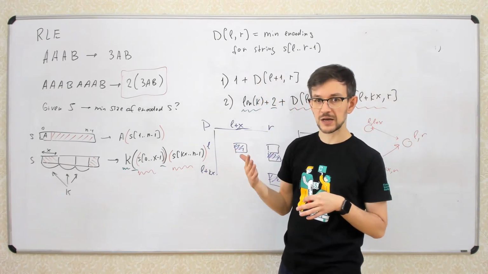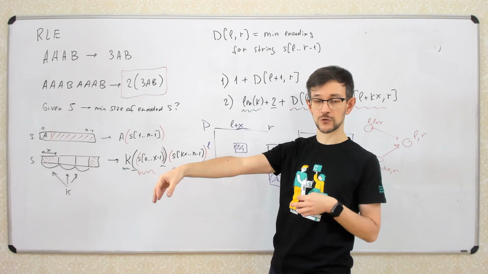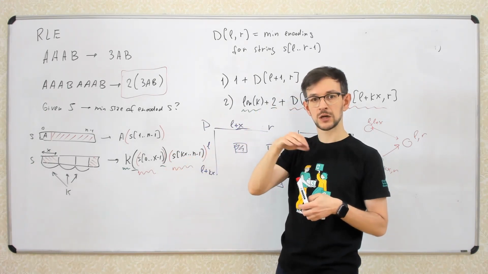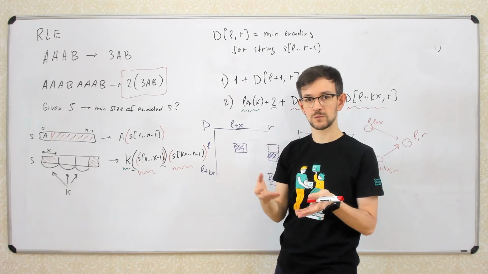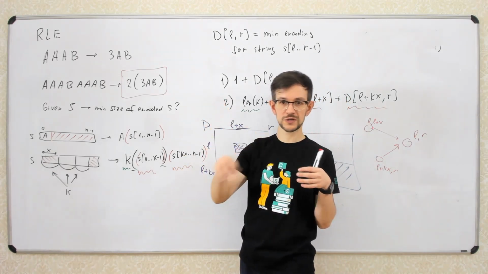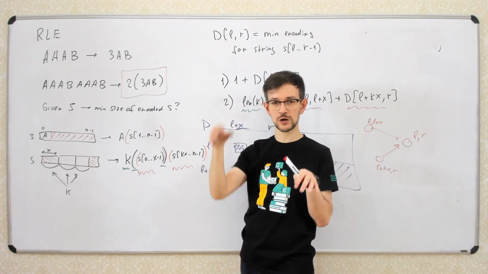But the idea is the same. You go from the final state of your dynamic programming, and each time you go to the previous states, trying to build your optimal solution. But here you move not to one previous state, but two previous states. And you need to visit them both to build the optimal solution here, and the optimal solution here.